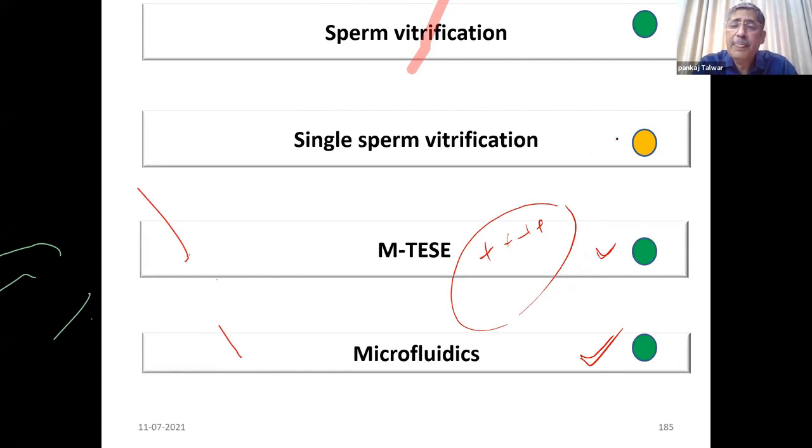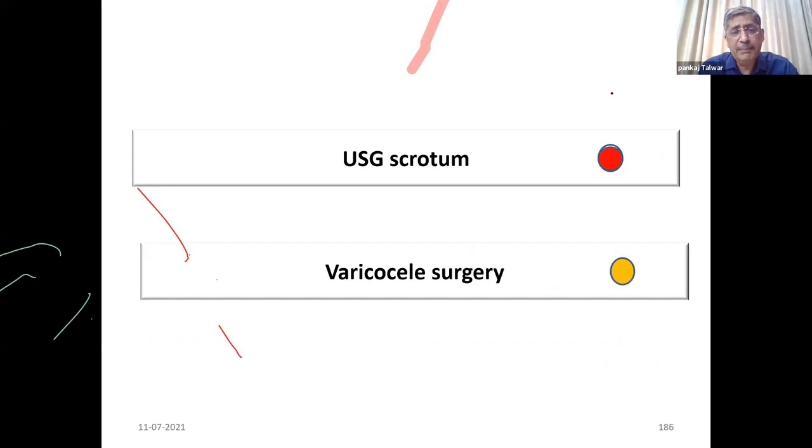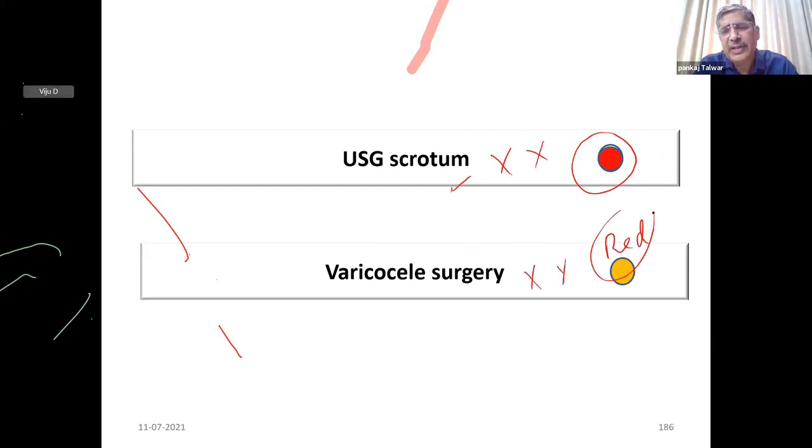Single sperm vitrification is an amber, but in case indicated, you can definitely do it. But this is a way when we give the parameters and guidelines. Ultrasound scrotum is red. Don't do it until indicated. We have seen that nearly every patient who comes to us undergoes an ultrasound scrotum. That should not be done. Varicocele surgery, actually not to be done. It is in red, but I say that in a tertiary center when they come, when indicated, when the sperm count is low, LH-FSH is on the higher side, varicocele is present, it can be done.